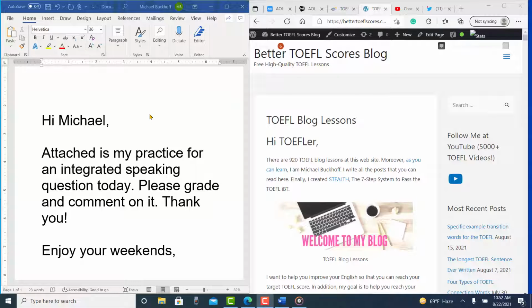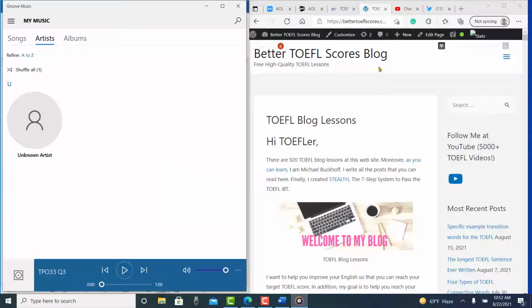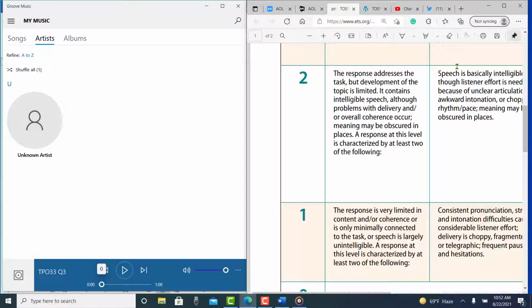And in the email you say, "Hi Michael, attached is my practice for an integrated speaking question. Please grade and comment on it. Thank you. Enjoy your weekends." So when you say that, don't put the S on it because you're talking kind of about right now. So just say enjoy your weekend. Okay, so here we go. Let's get started with integrated speaking.